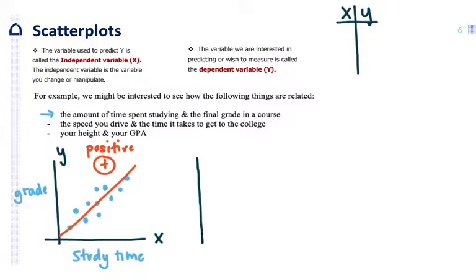Let's look at the next example. It's talking about the speed you drive and the time it takes you to get to college. So again, the thing you have control over is your speed, and this would be on the x-axis, that's the independent variable. The thing that you will measure as a result of your speed is the time it takes you to get to the college. So I think if you go a very fast speed, the time to get to the college will be a shorter time. If you drive a very slow speed, the time to get to the college, this would be travel time, it might be a longer amount of time to get to the college if you're going a slower speed.